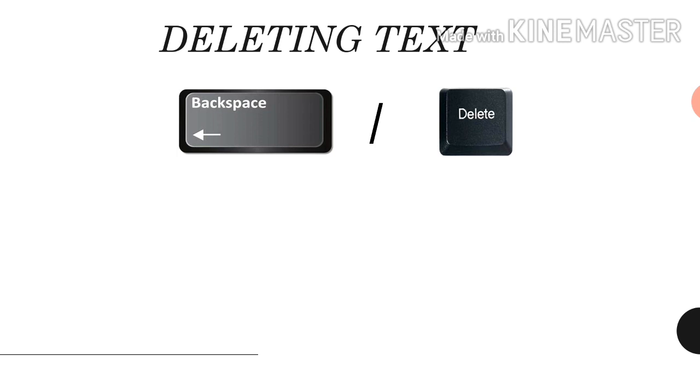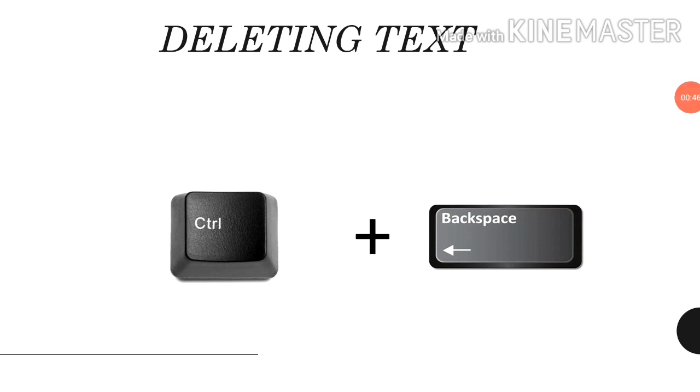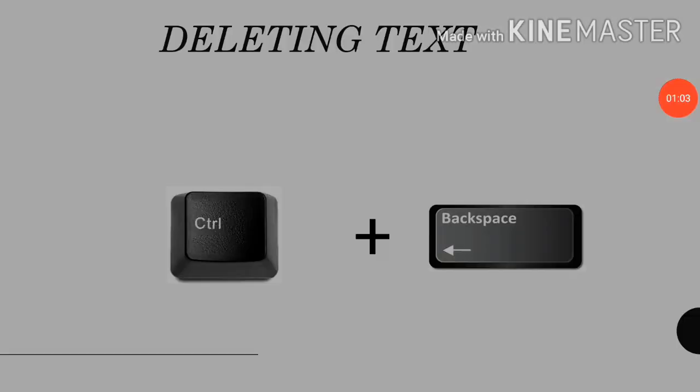The most basic deletion technique is to delete characters one at a time by pressing either the backspace key or the delete key. Control backspace key. Keep the insertion point just after the word you want to delete and press Ctrl plus backspace key. Word deletes the whole word immediately to the left of the insertion point.